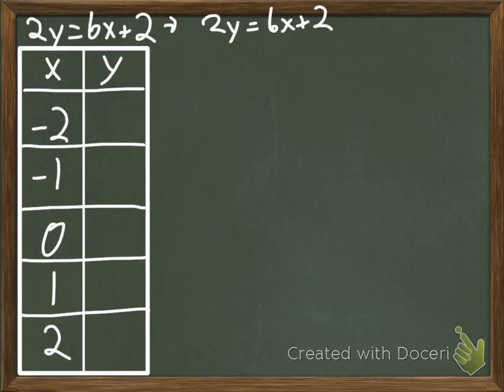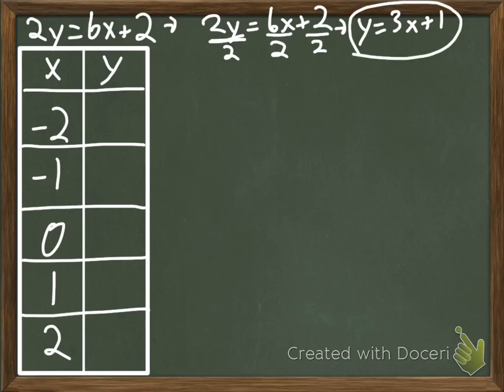So we need to get rid of the 2y. Well, this is 2 times y. So in order to get rid of 2 times y, we have to divide by 2. So we're going to divide everything by 2. You can't just divide one thing by 2, you have to divide everything by 2. Which leaves us with y equals 3x plus 1 as our function.